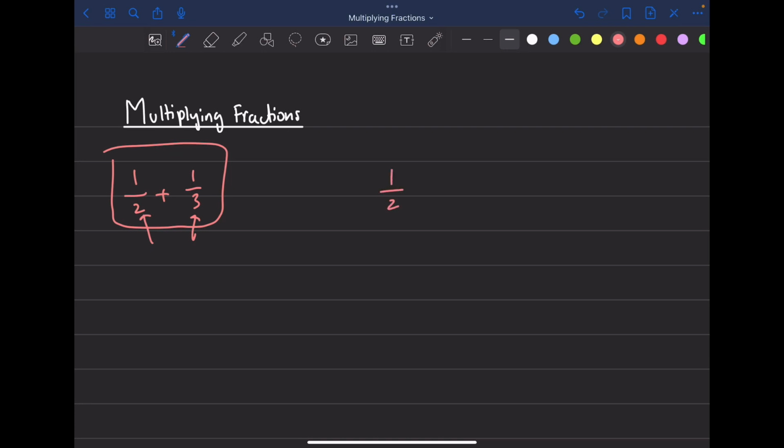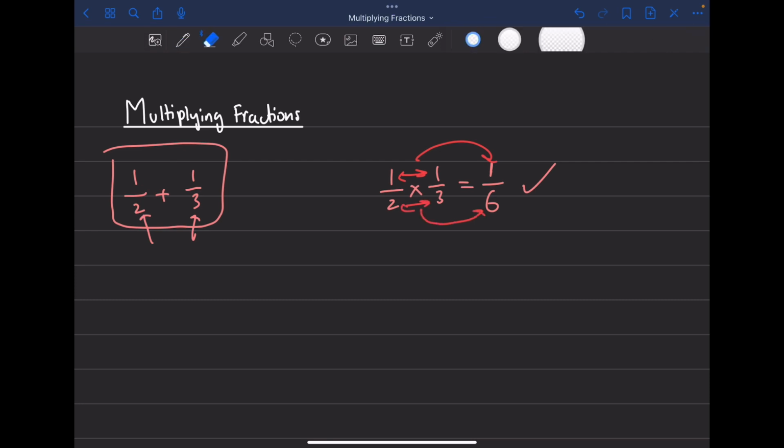If you have 1/2 times 1/3, you would first multiply the numerators. So 1 times 1 is 1. And then for the denominators, 2 times 3 is 6. And that is your answer. Once again, you don't have to worry about anything at all. For multiplication, all you have to do is just multiply. 1 times 1 is 1, 2 times 3 is 6, and that's literally your answer. But yeah, let's move on to a few more difficult examples.